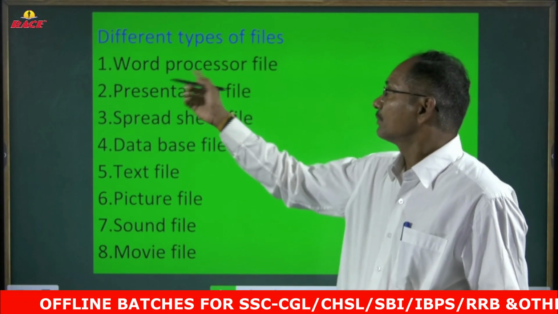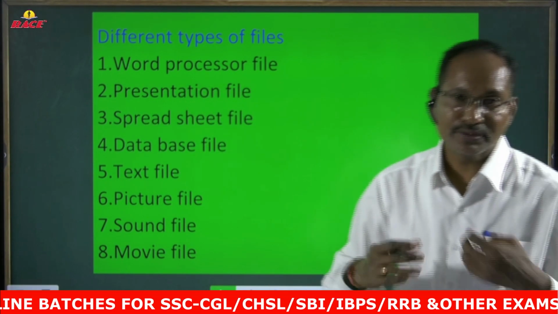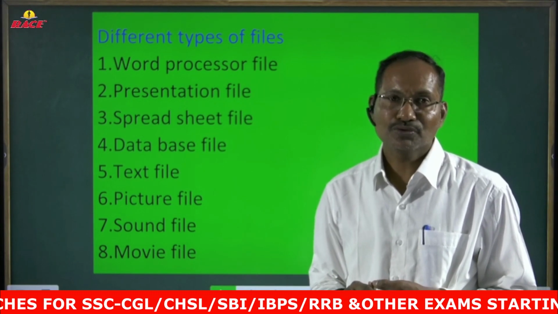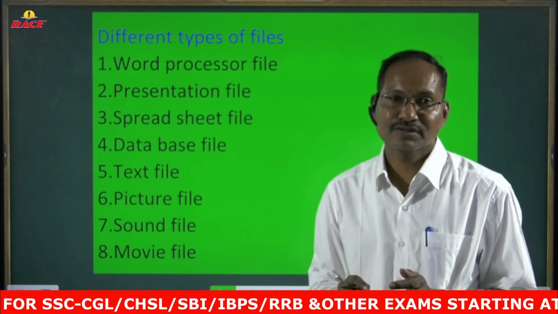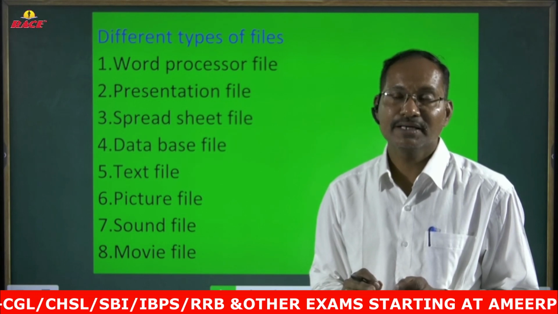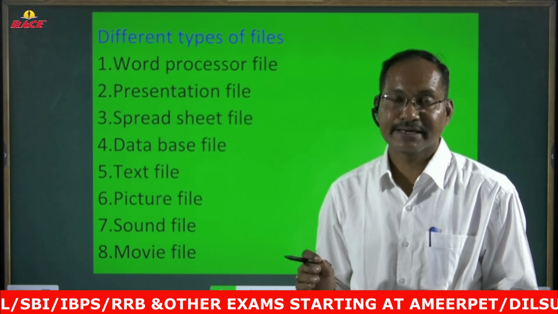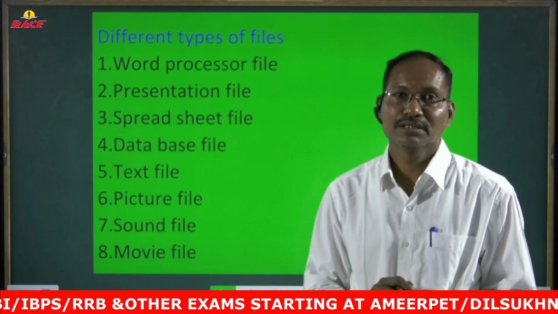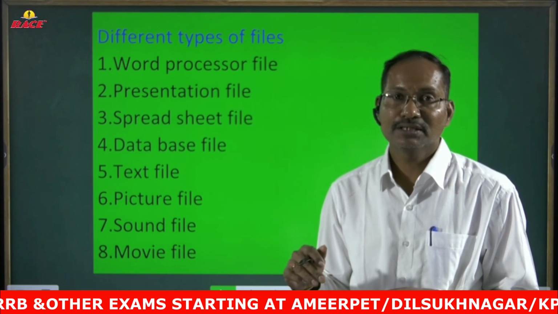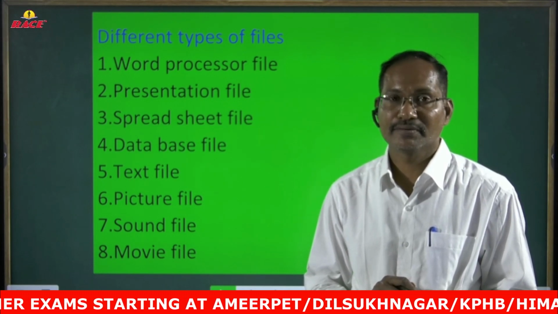Next, word processing file. What are the different types of files? Every file name is given by the user, but the extension should be different based on your application. Suppose in MS Word I have typed one file and given it a name, like race one. Then the extension will be .doc. The computer takes the extension automatically. You only have to give the file name when saving. The extension is arranged by the computer itself, so no need to worry about the extension.